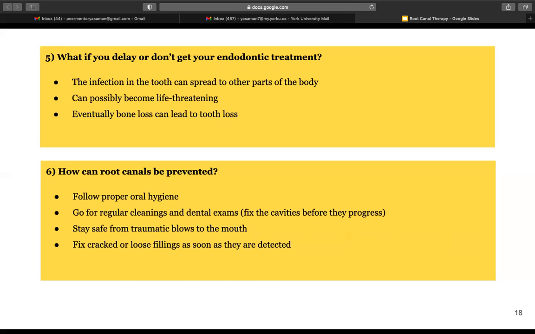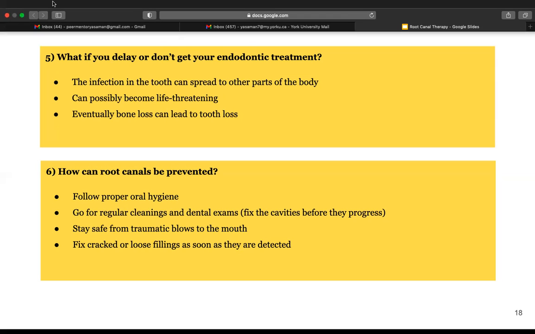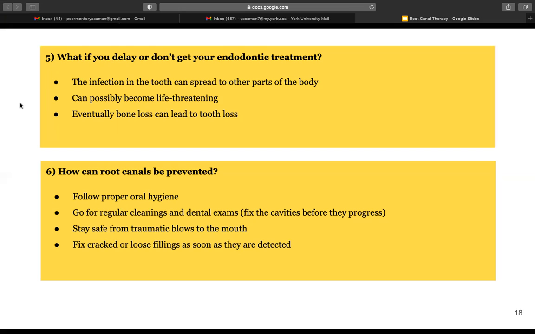And the last one is, how can root canals be prevented? So there are some instructions that we have written here. You can follow proper oral hygiene, go for regular cleanings and dental exams, and fix any cavities that you have before they progress. If you have one, don't wait to go and get it done. Just go see your dentist right away, because you don't want to wait and then have to spend a lot more money than just getting it done.